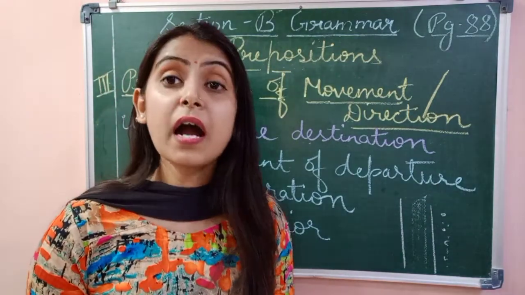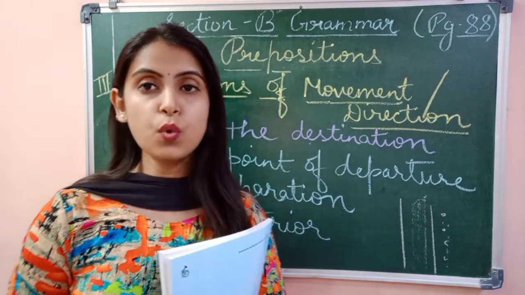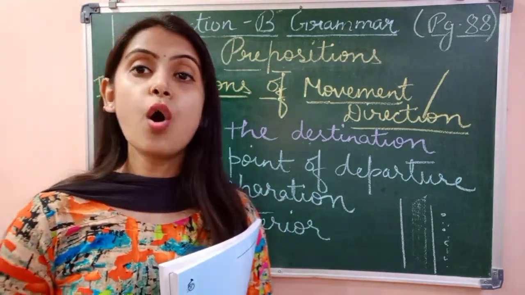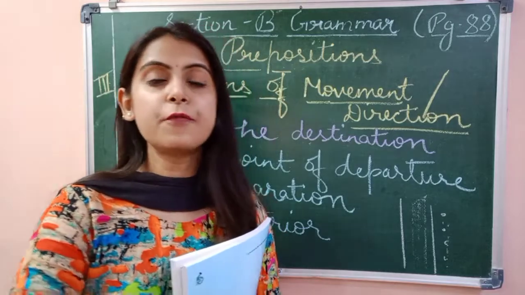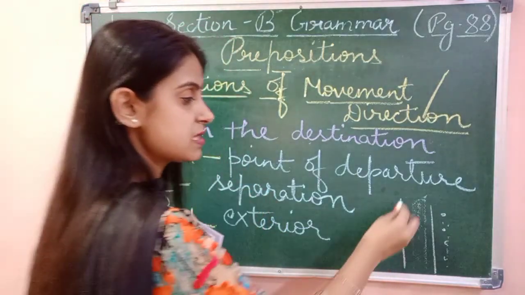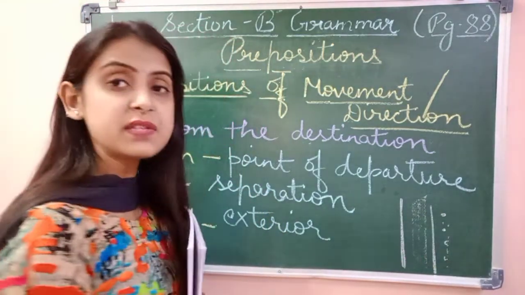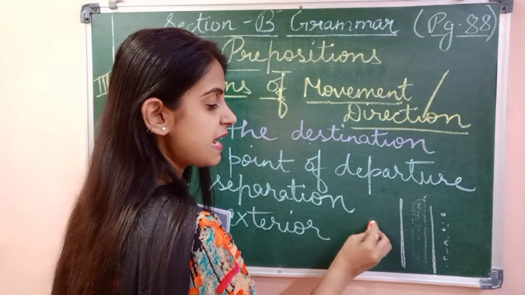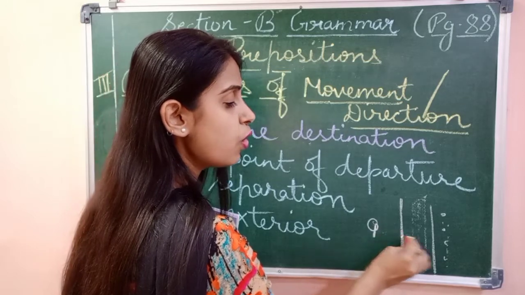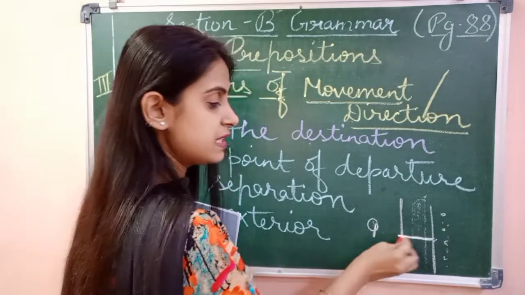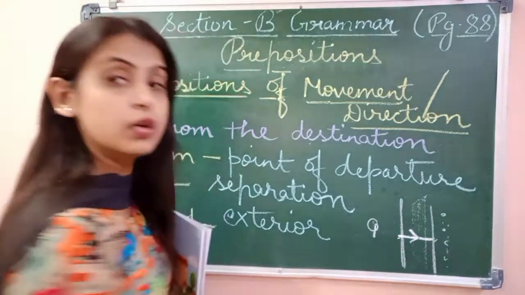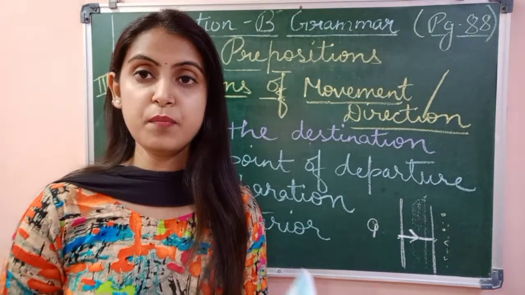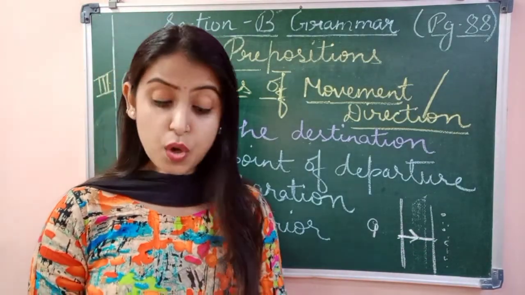Then across. Across is used when we talk about opposite ends. Movement from one end to the other. Suppose this is a road, or you can say this is a river. So I am standing here and I have to go across the river. So I'll go like this from one end to the other. So across is used to show the movement from one end to other.